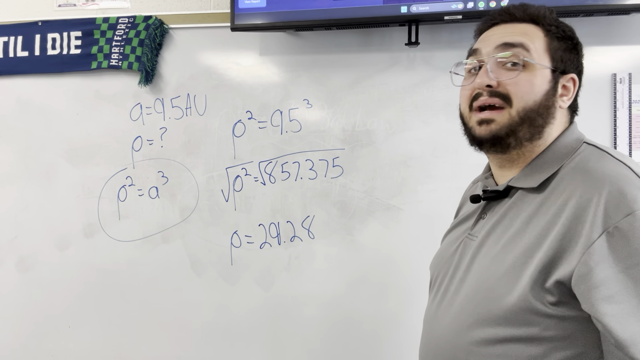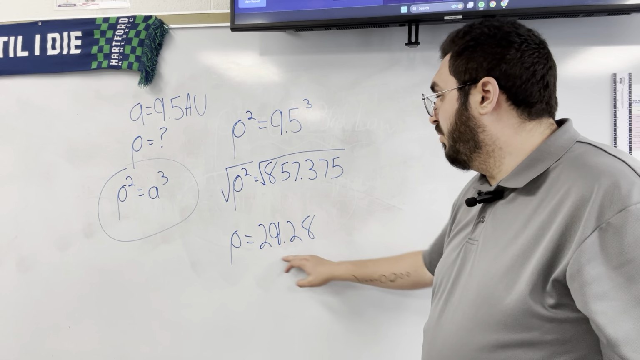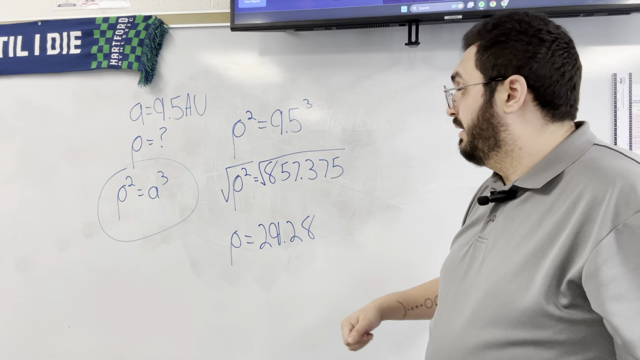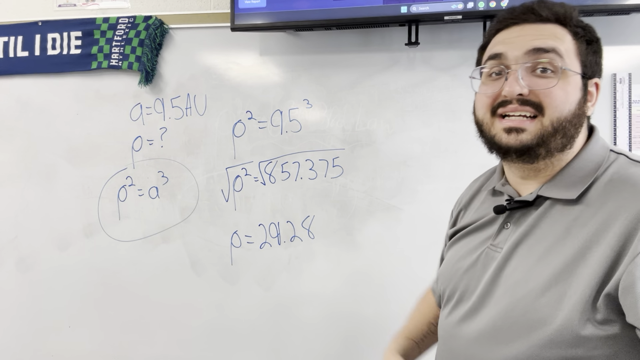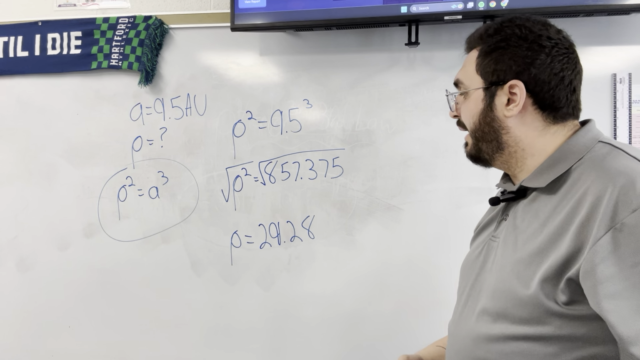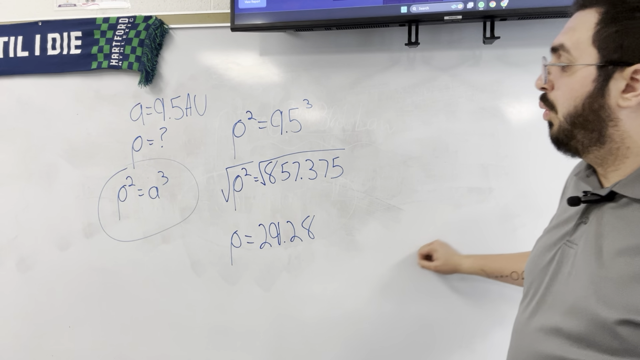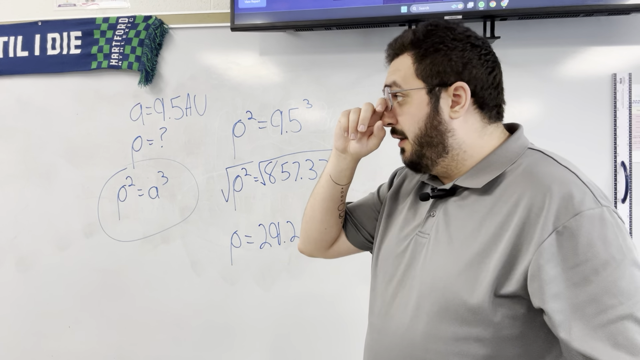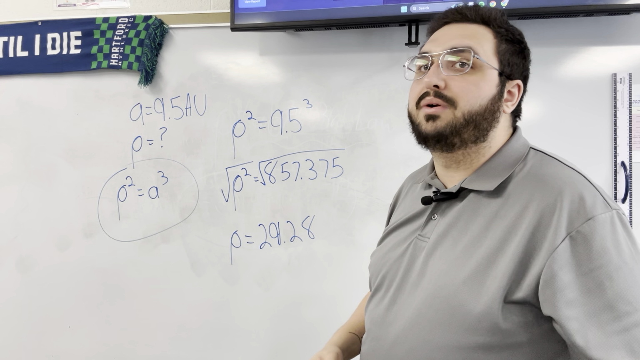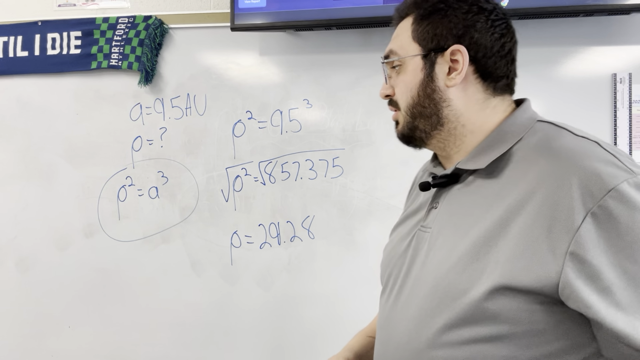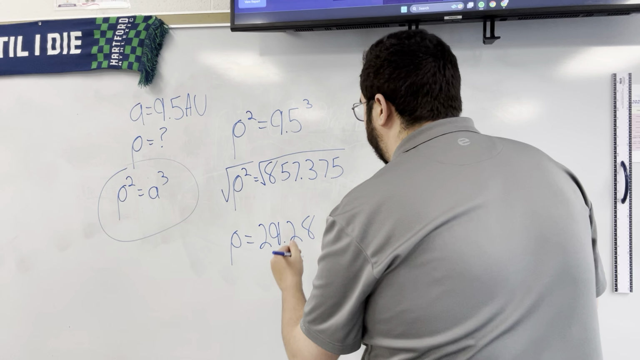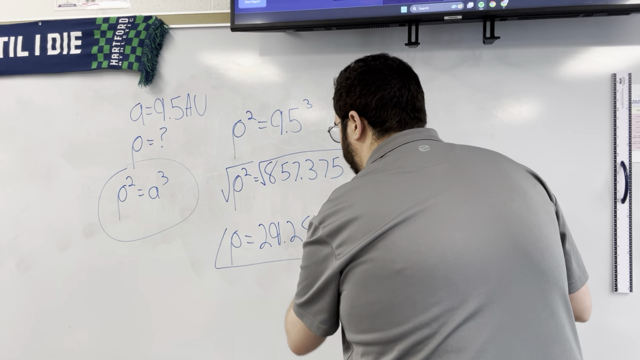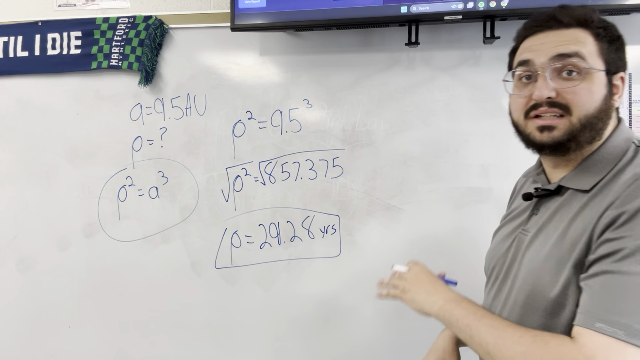The last thing I need is my unit. This number right now has no meaning to it because it doesn't have a unit. I need to give it meaning. I need to define it. The way that I do that is by understanding what I actually just solved for. I solved for an orbital period. I know for a fact that this formula will give me orbital period in Earth years. So therefore, P is equal to 29.28 years. And that would be my answer.